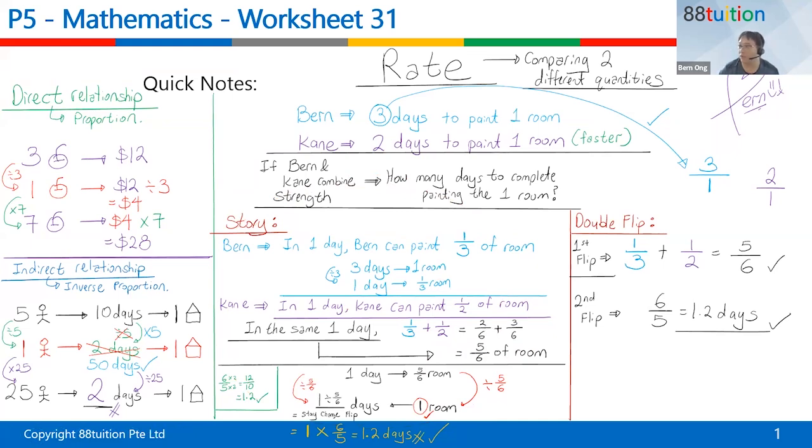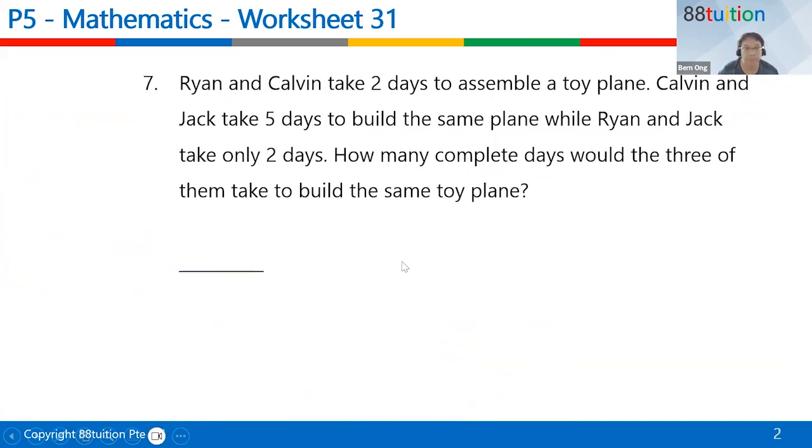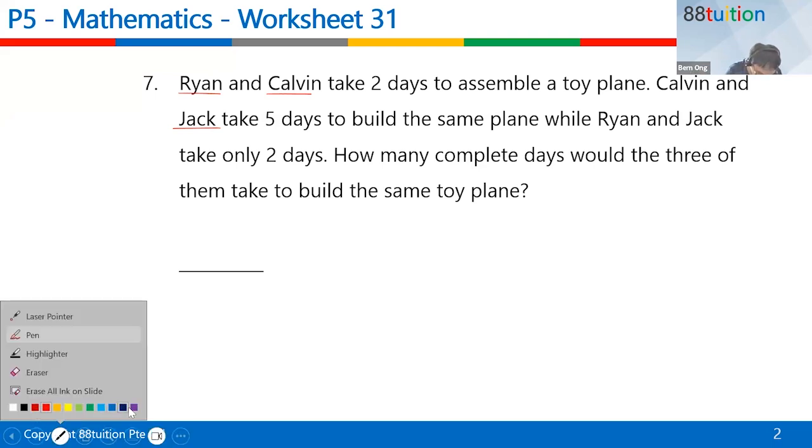I gave you the homework. I told you to revisit question number 7 again, because question number 7 is not easy. Now you're bringing in different people, and not only different people, we have 3 people: Ryan, Kelvin, and Jack. Oh my goodness. So this type of question is a double flip question, but it consists of 3 persons. How do you react? We do the question slowly. Don't panic, shall we? Let's go.